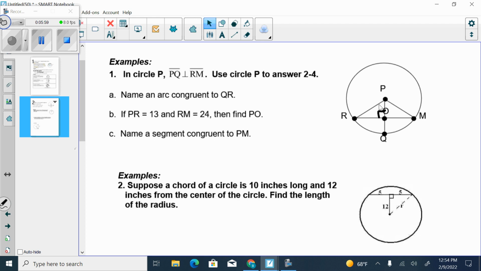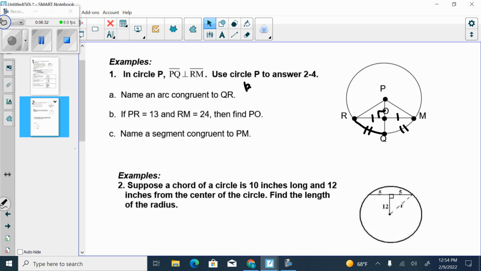All right, so according to our rule on the front, if this line and this line are perpendicular, then it should mean these pieces and these arcs are congruent. Right. All right, so the first thing they ask is what arc is congruent to the arc QR? QM, because like we just said, if they're perpendicular, then that means they were bisected, right?